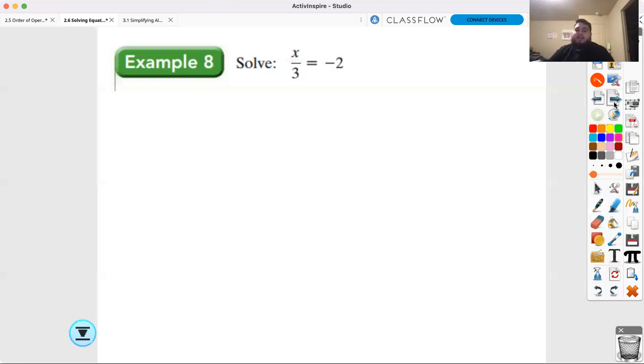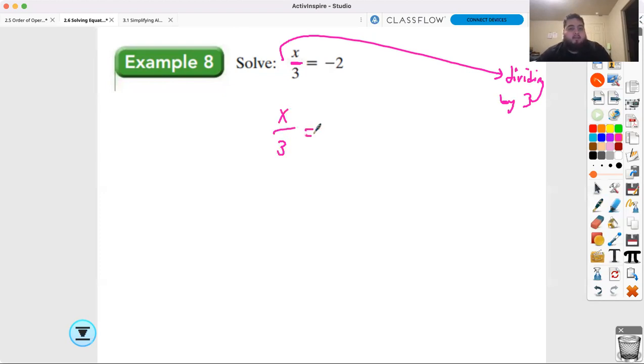All right. Okay, so example 8. X over 3, guys. A fraction is another way to divide. So this line right here means that we're dividing by 3. Now, what is the opposite of dividing, class?